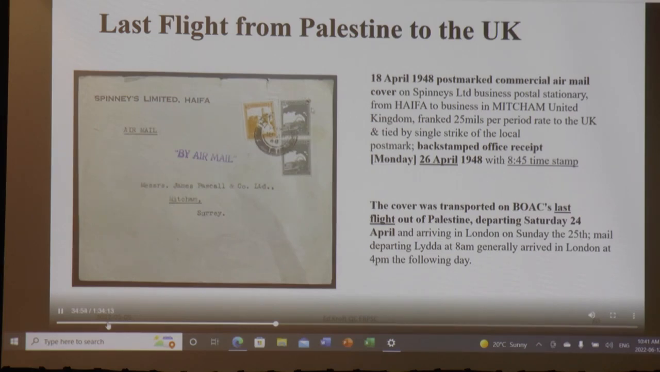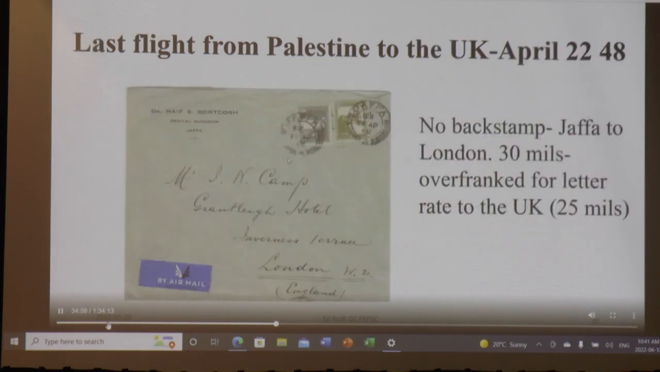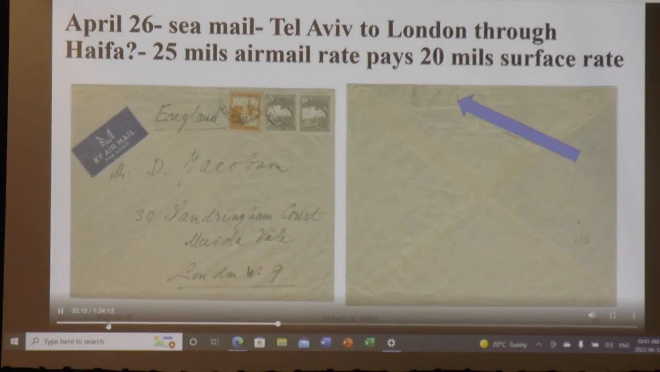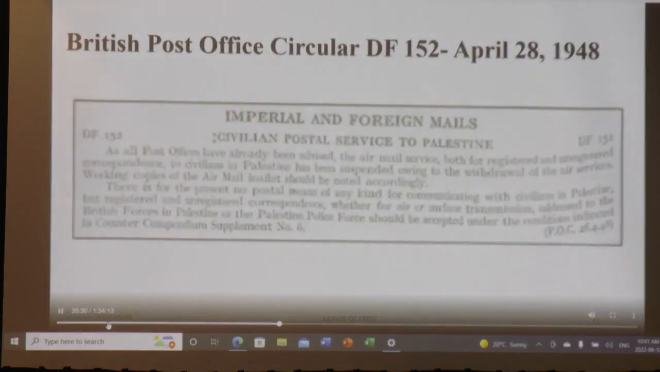Here's a letter that came out on the 18th of April, commercial mail out of Haifa. There's another letter going to London from a dental surgeon. I hope he wasn't trying to collect his bill from someone. But there it is on April the 22nd. Remember, the airport's closing down April the 24th. Here's mail that was supposed to go by airmail, but never made it because it was postmarked April the 26th. There's the postmark right there. I'm showing you with the arrow. So mail that was otherwise shut down by air generally traveled out by sea out of Haifa.